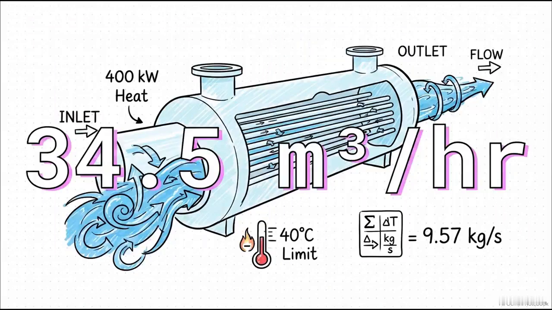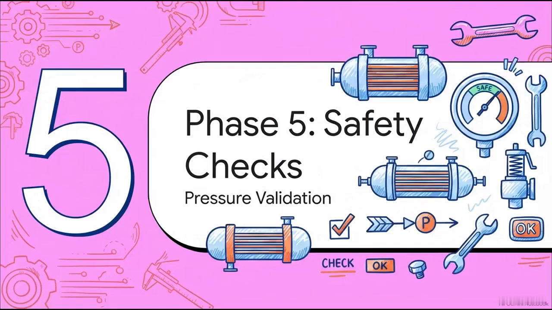But what about the cooling water? To safely absorb 400 kilowatts of heat, with the water itself exceeding its 40-degree limit, our system demands a really massive water flow. If we work the heat duty equation backward for the cold side, we find we need 9.57 kilograms of water per second. That translates to a whopping 34.5 cubic meters of cooling water pumping through those tubes every single hour. Which takes us to phase 5, pressure drop safety checks.